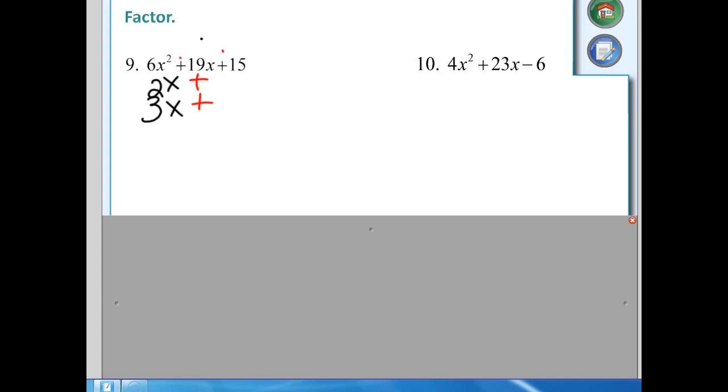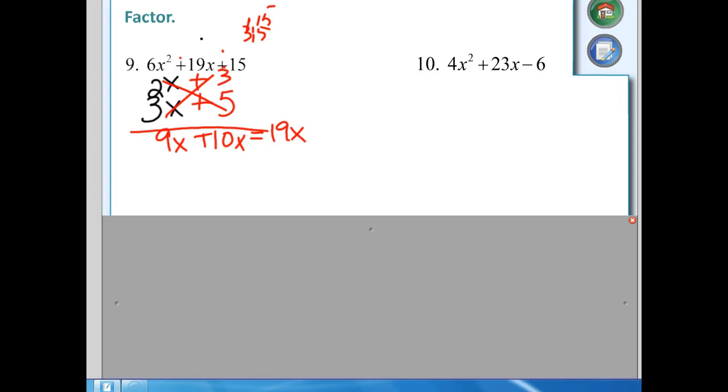Okay, we need 1 and 15, probably not, 3 and 5. All right, so how should we put this in here? 3 and 5. Let's make this a 5 and this a 3, and let's see what happens. 2x times 5 is 10x. 3 times, we chose wisely the first time. We've got 19x in the middle.